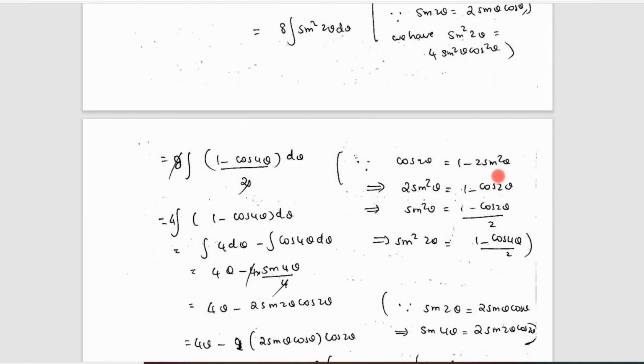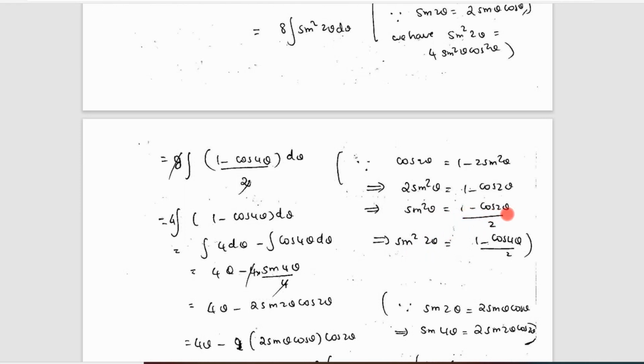We know that cos 2 theta is 1 minus 2 sin square theta. So 2 sin square theta is 1 minus cos 2 theta, and sin square theta is 1 minus cos 2 theta by 2. Here we have sin square 2 theta, so in the place of theta we have 2 theta. This is the formula for sin square theta. I want the formula for sin square 2 theta, so just replace theta by 2 theta. You will be getting sin square 2 theta on the left hand side.